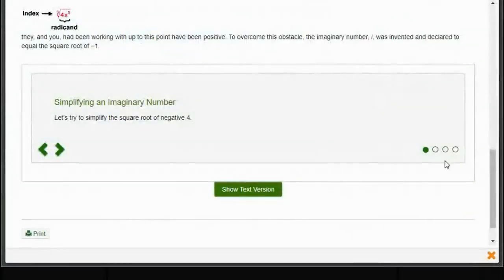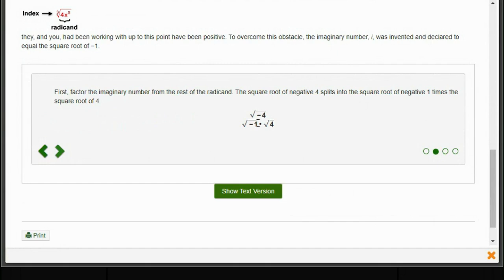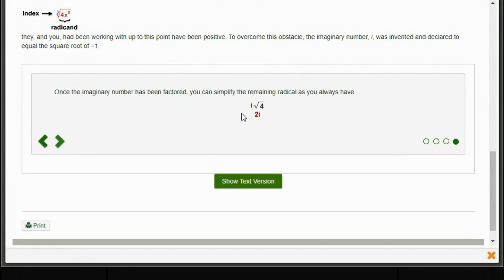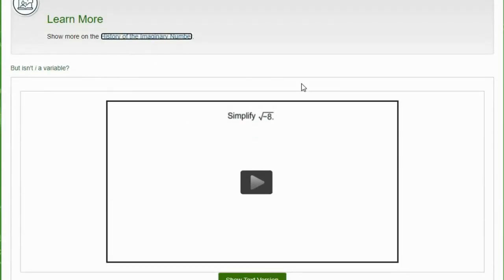See how they did it with their sample. Okay, so they said the square root of negative 4 is the same as the square root of negative 1 times the square root of 4. Square root of negative 1 is the same as i. So it's i times the square root of 4. And the square root of 4 is 2. So the answer is 2i. So they got the same thing, 2i. Okay. So that was the history of an imaginary number there.